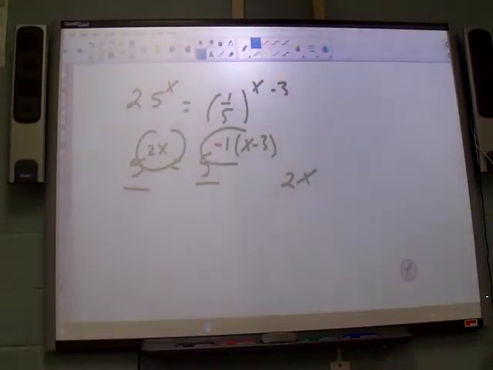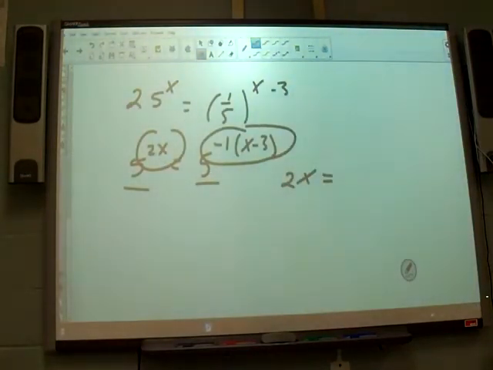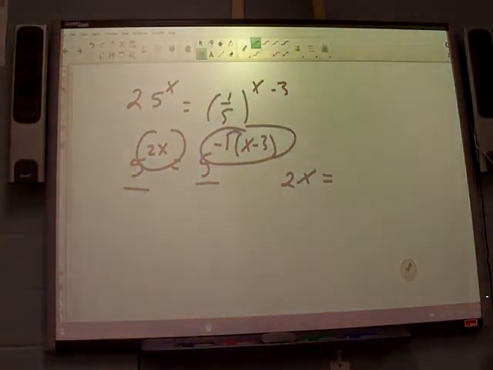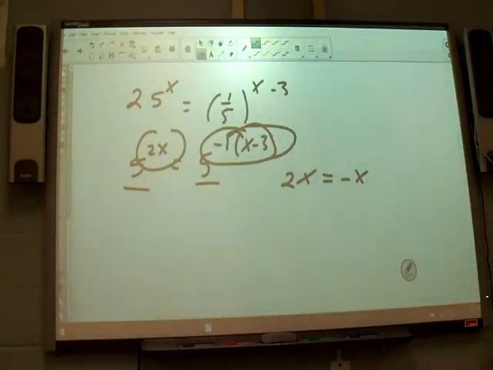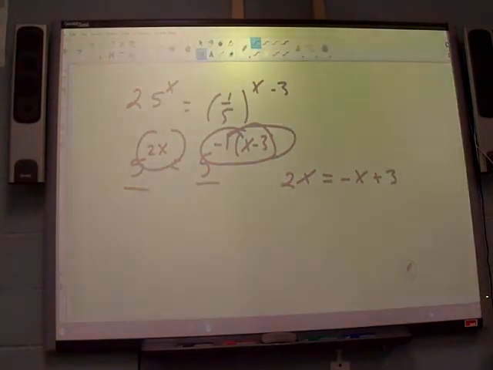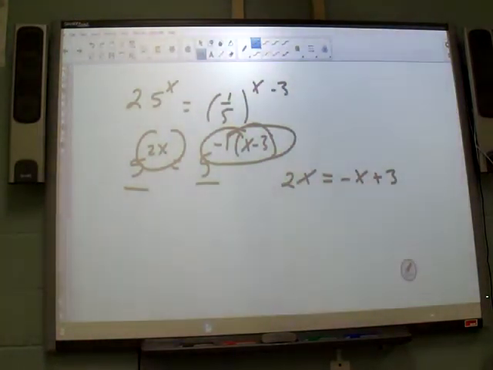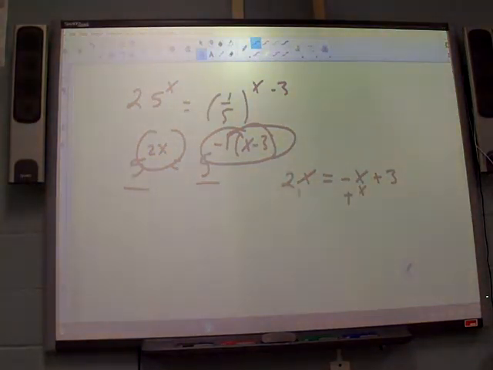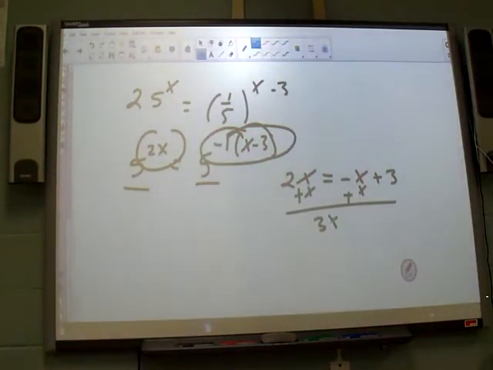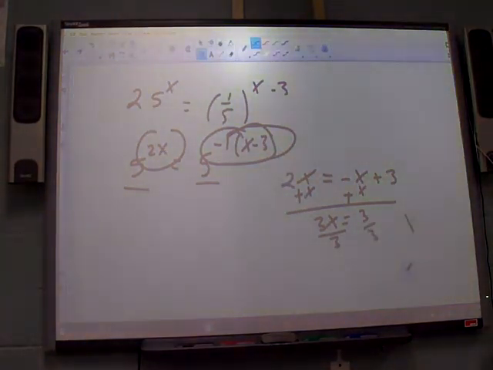2x has to equal that. I'm going to go ahead and distribute my -1. It'll be negative x plus a 3. Add the x. So it gets me 3x is equal to 3. So good job, Miss Bella. X is 1.